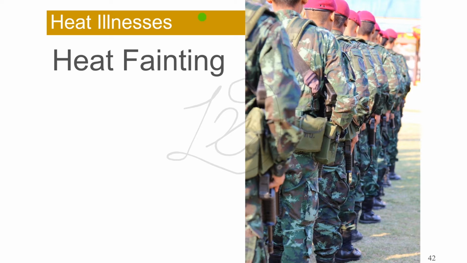Recovery is normally rapid and complete. Heat fainting can be avoided by intermittent body movement. The second unit is heat exhaustion. Heat exhaustion occurs after exposure to high temperatures, and it often is accompanied by dehydration. There are two types of heat exhaustion: water depletion and salt depletion.